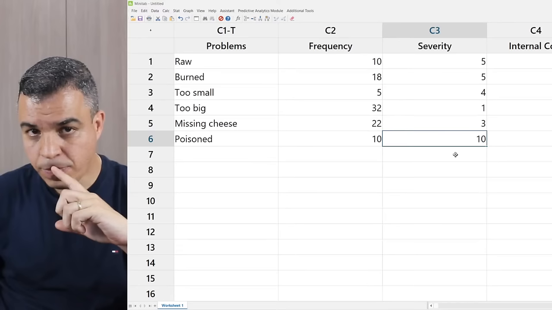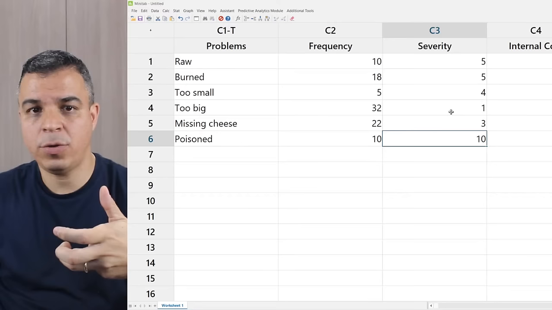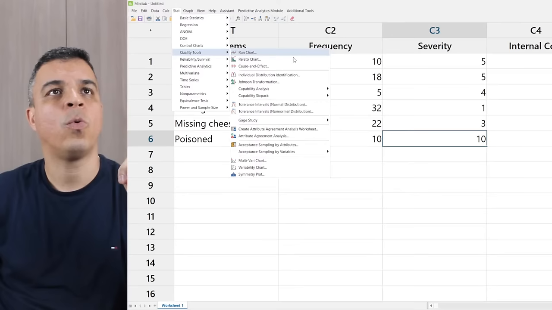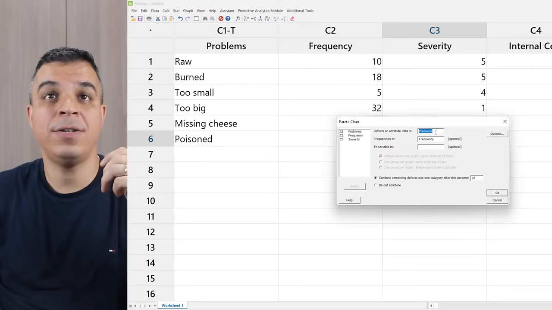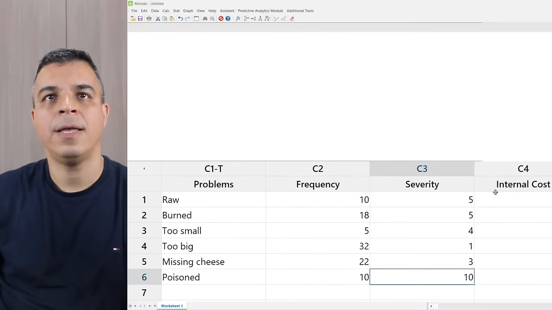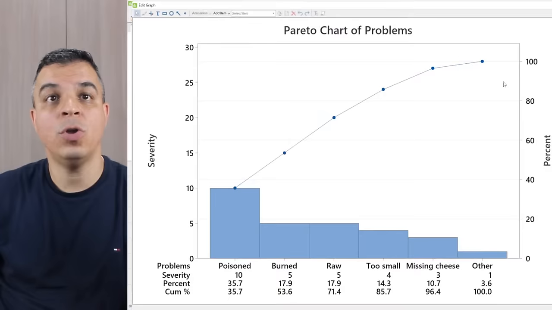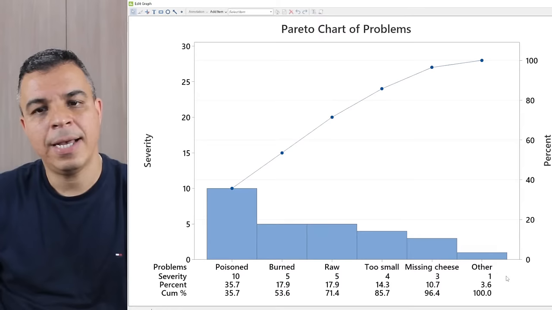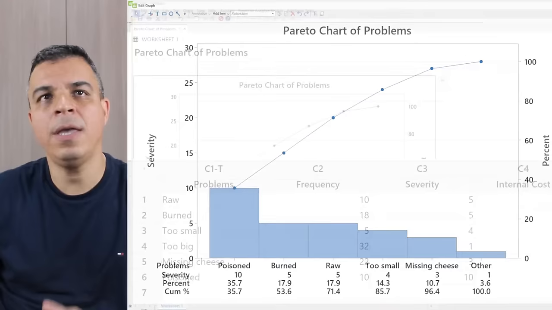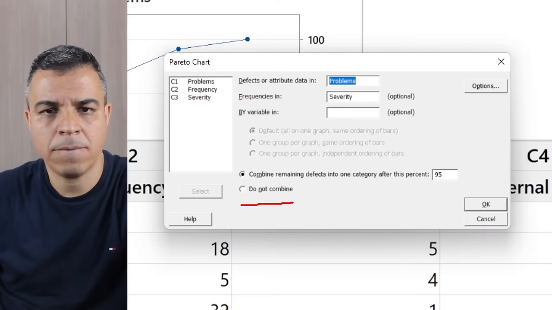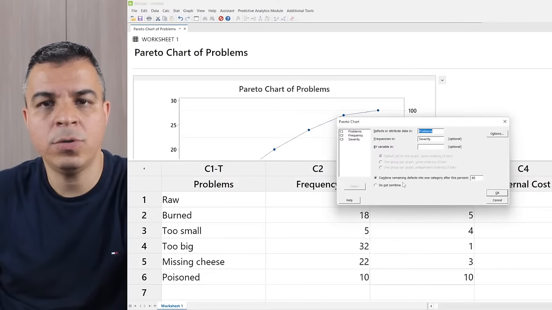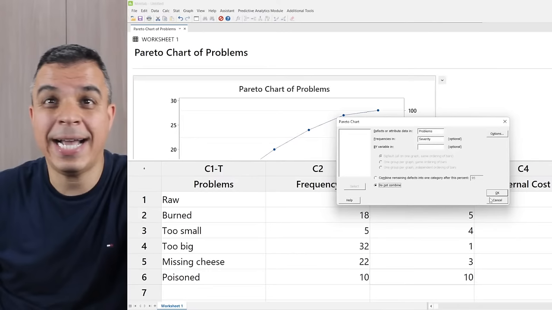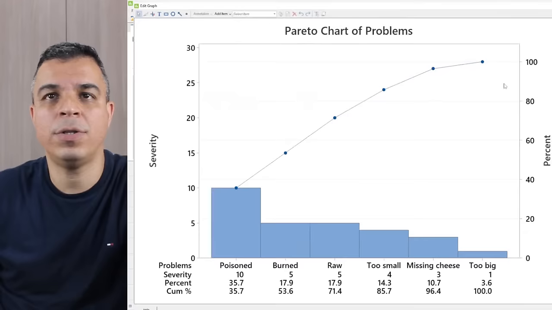And here you can do different things with that. You can simply plot a Pareto for severity, regardless of frequency. For example, Stat, Quality Tools, Pareto Chart, and then instead of frequency, you can just change to severity and go ahead and plot. Then you know that the most critical type of problem is poisoned, then burnt, raw, too small, missing cheese. By the way, you can eliminate this ordering in case you want. There's an option here, Control E, as in edit. You can change to do not combine in case you don't want to have order, and in case you don't have that many items. When you have many, many items, I strongly recommend you leave the order there.